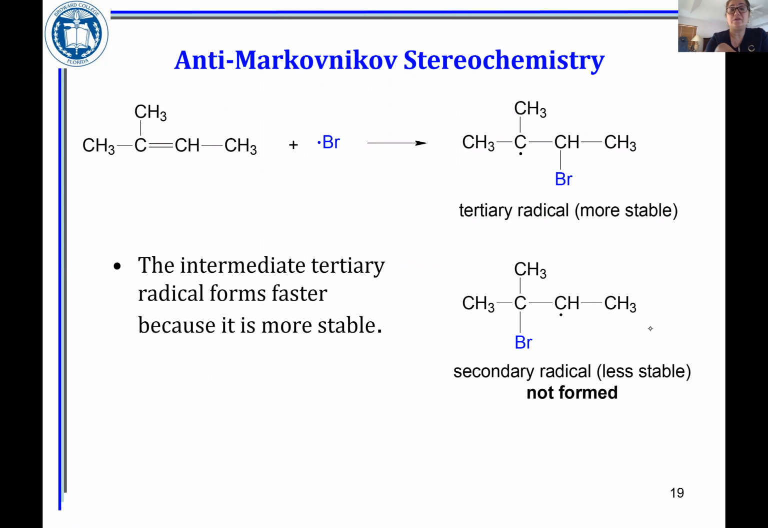So when you have a choice of a tertiary free radical versus a secondary free radical, the tertiary free radical would be the major product, and the secondary is less stable and does not form as the major product. When you add the hydrogen later, you see that hydrogen is added to the more substituted carbon and bromine is added to the least substituted, and this is known as the anti-Markovnikov product.